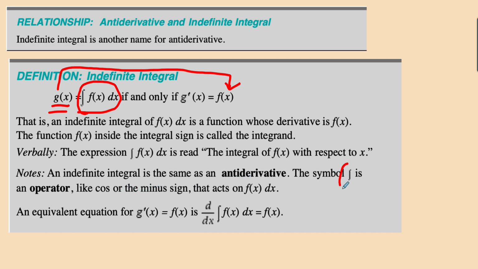This symbol is what we call an operator. It tells us what we're about to do, just like a cosine does, a minus sign, a square root sign, a square sign, all of that. Okay, so these are equivalent expressions. The derivative of this antiderivative is the function. The derivative of this is, again, the symbol for antiderivative. So when you take the derivative of the antiderivative, you get back to the function again.